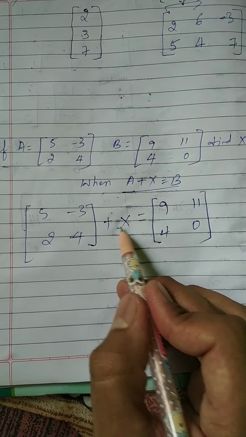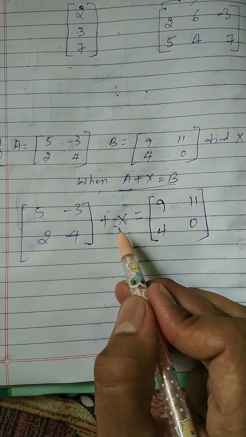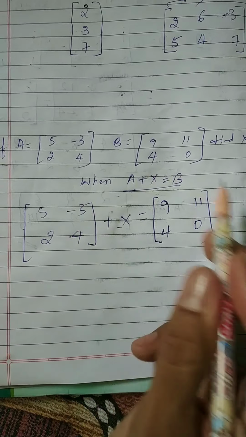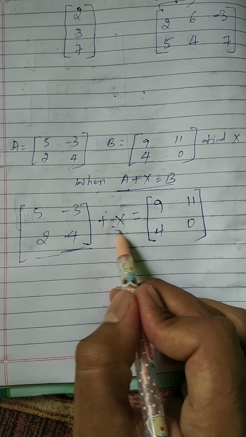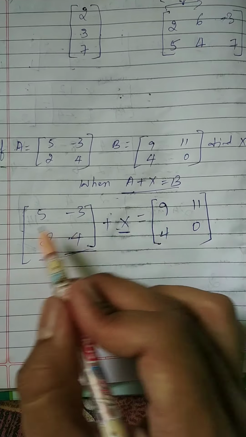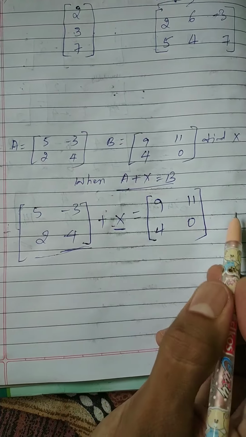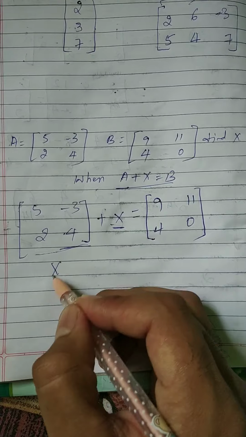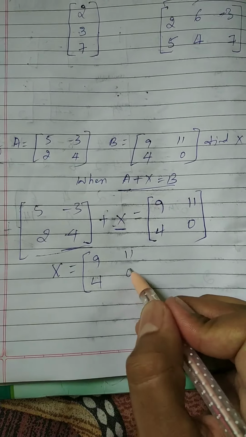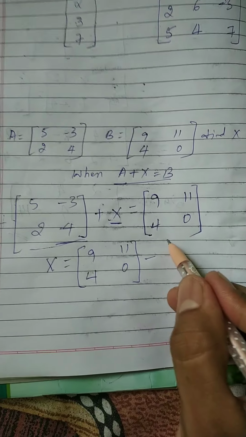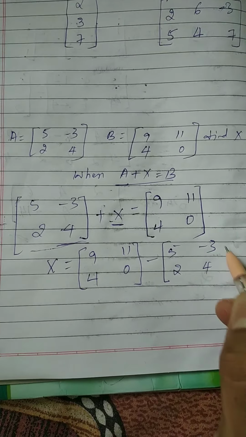So now we have to find this X. We know very well, whatever we have to find, we'll keep that on the left hand side, and the remaining we'll send to the right hand side. So this is with X, so I'll send this there. It has a positive sign here, so if we send it there, it becomes negative. So what happens to X? X is equal to [9, 11, 4, 0] minus [5, minus 3, 2, 4].